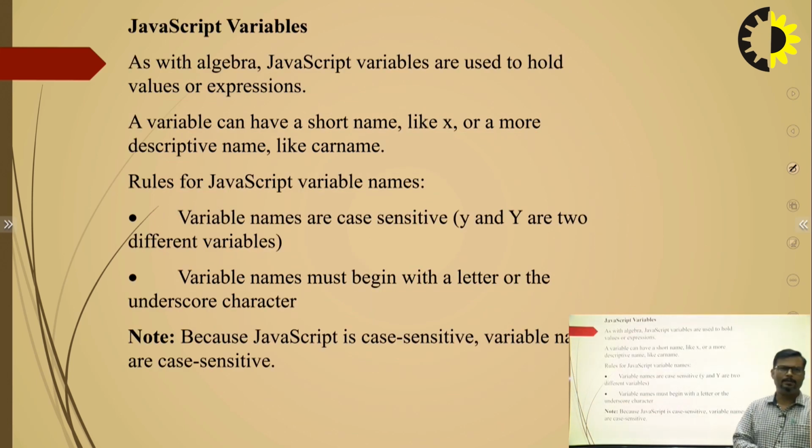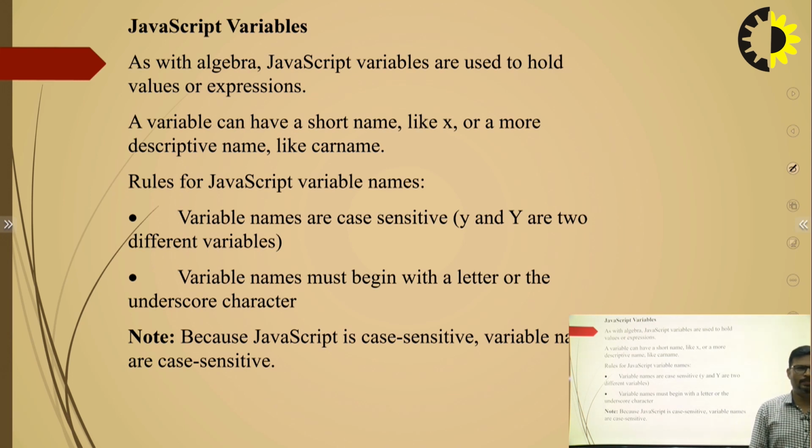Then JavaScript variable. JavaScript variables are used to hold values or expressions. First, a variable can have a short name like x, y, yz, and any other. Maybe it will also use a name, suppose human, just like this.